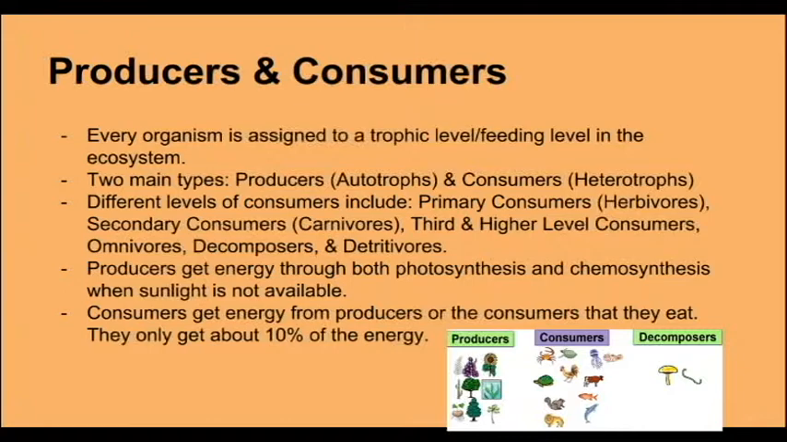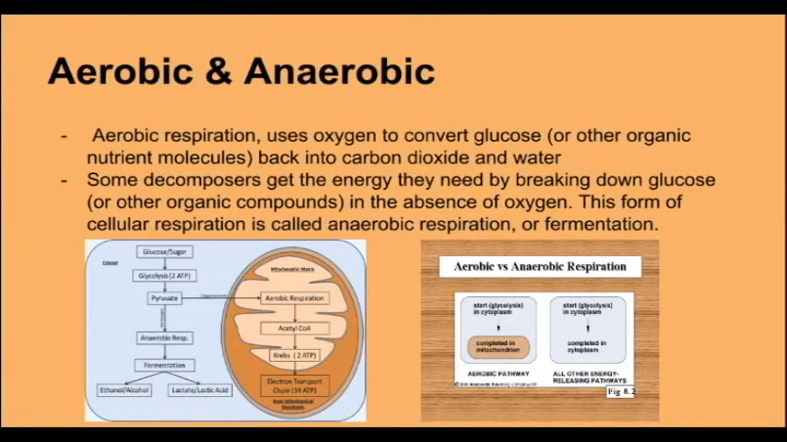Producers get energy through both photosynthesis and chemosynthesis when sunlight is not available, and consumers get energy from producers, or the consumers that they eat. They only get about 10% of the energy that they consume. Aerobic respiration uses oxygen to convert glucose or other organic nutrient molecules back to carbon dioxide and water, and some decomposers get the energy they need by breaking down glucose or other organic molecules in the absence of oxygen. This form of cellular respiration is called anaerobic respiration or fermentation.